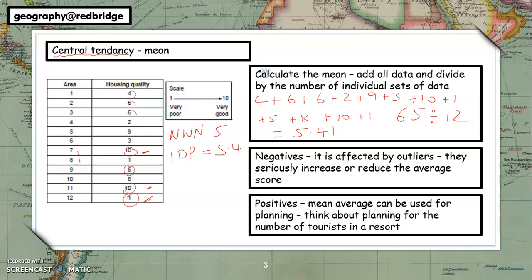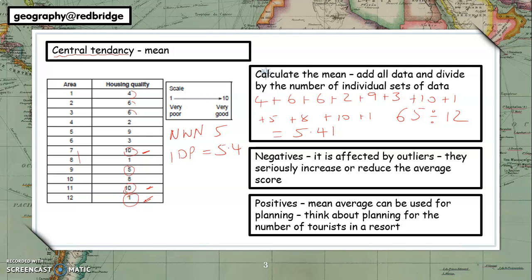A positive of this is that it can be used for planning. If you were planning for the number of tourists in a tourist resort, you might want to know what the mean average is for each month of the year of tourist visitors. That would allow you to employ more staff, bring more food in, open up for longer, etc. So there are lots of benefits to using the mean. Shops will use it because they need to know what their average takings are going to be across the year. Again, that determines how they will order their stock.